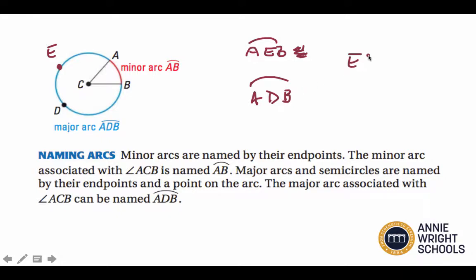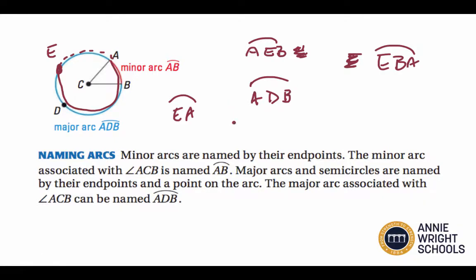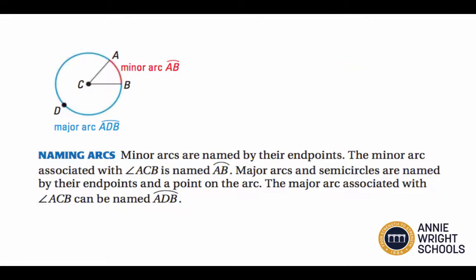But arc EBA is completely different than these because it would start at E, go in the direction of B, and end at A. The third letter, the one in the middle, is associated with direction. So what direction do you go from E to get to A? If I said arc EA, then we would assume it's this one here that is a minor arc between the two. All right, so other things moving along.